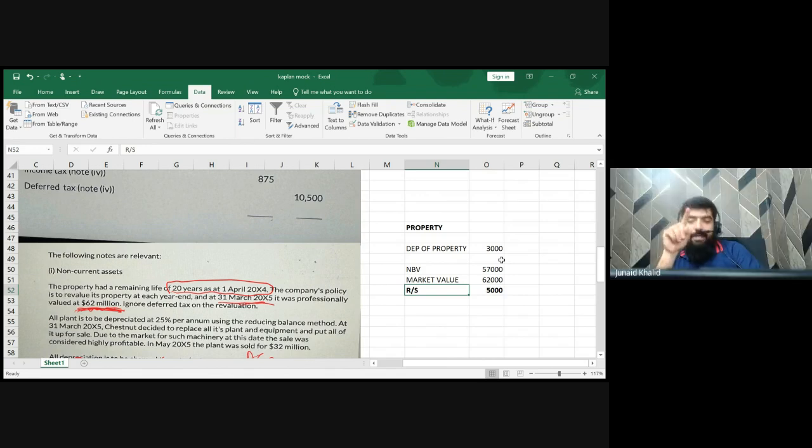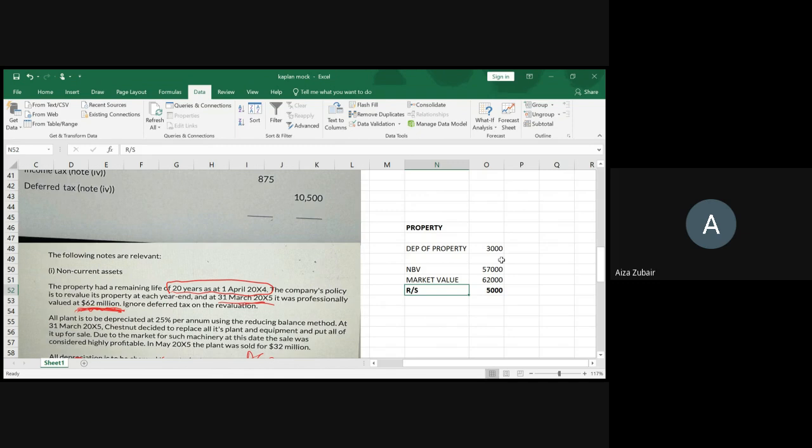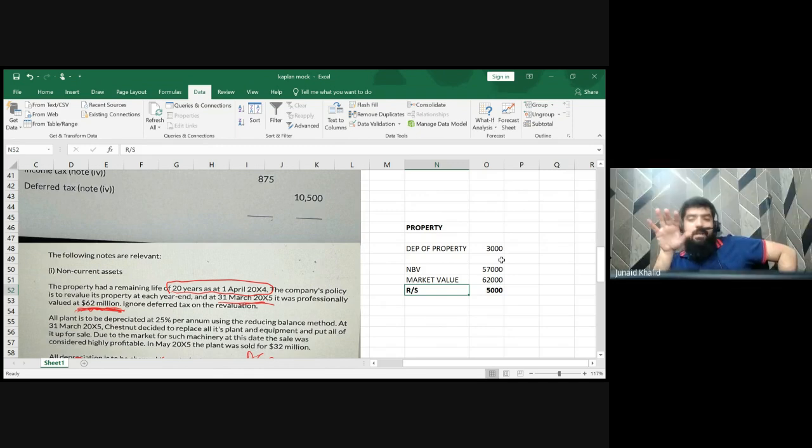62,000. Nice, very good. Third question. If we are recording the asset at 62,000, is there a need to calculate the depreciation on that 62,000 for the year? I don't think so. This was at the year end already. Excellent. The depreciation for the year is already calculated, so we are not supposed to calculate the depreciation again. Now the asset will be measured at 62,000.